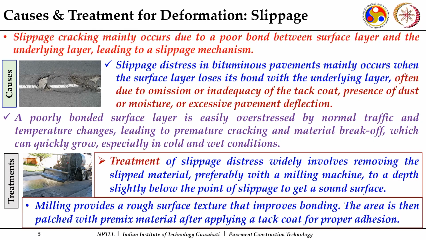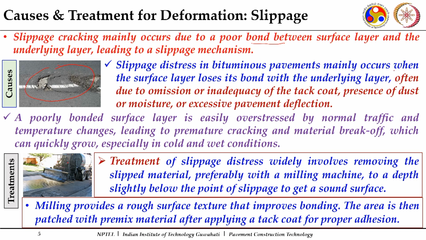So, let us first begin with the distress under the category of deformation, which is slippage cracking. We discussed earlier that it mainly occurs due to a poor bond between the surface layer and the underlying courses. So, a slippage mechanism is there. You can see how a portion of the HMA surface has slipped and the bond has been lost between the underlying layer and the top surface course.